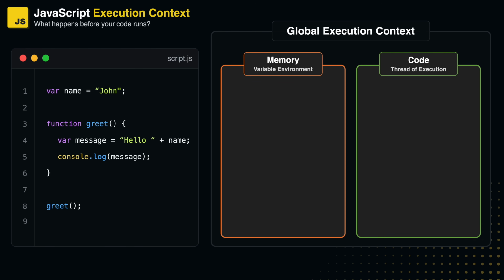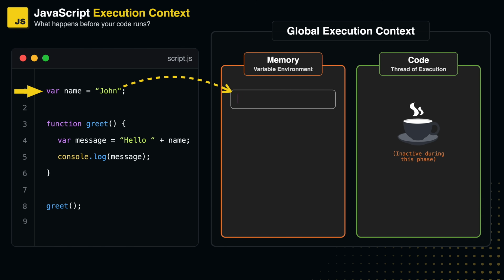Now let's see what happens before JavaScript starts running the code line by line. This first step is called the memory creation phase. In this phase, JavaScript scans the code and prepares memory for variables and functions. It starts from the top and sees this line. JavaScript says, okay, I found a variable called name, so it creates space for name in memory. But it doesn't store John yet. Instead, it stores undefined. So in the memory component, we now have name as undefined. This is very important. The variable exists, but the actual value is not assigned yet.